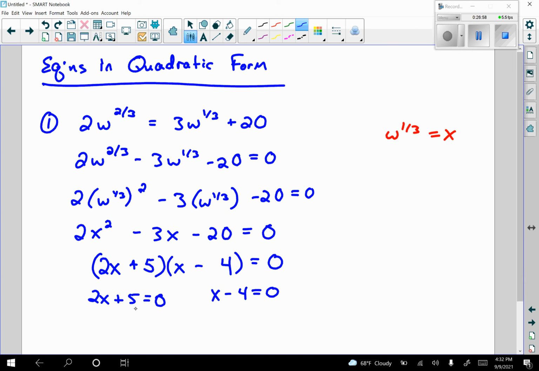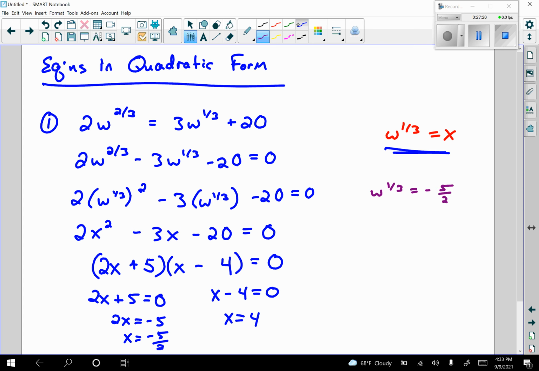Now, one thing we have to be careful is when we solve for x, we're not done yet. We have to bring this back in. So here, if I subtract 5, we get 2x equals negative 5. So x equals negative 5/2. And over here, x equals 4. But we need to bring this back in. So if we have x equals negative 5/2, this now becomes w to the 1/3 equals negative 5/2.